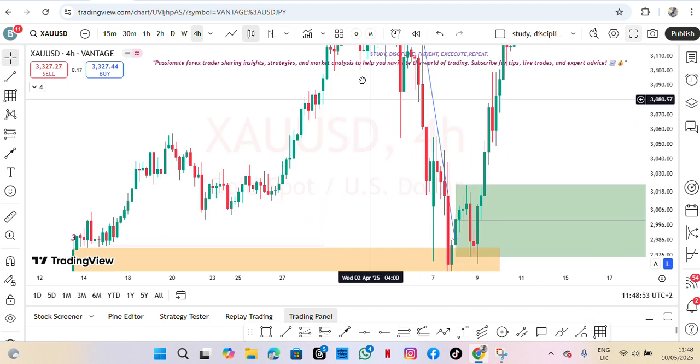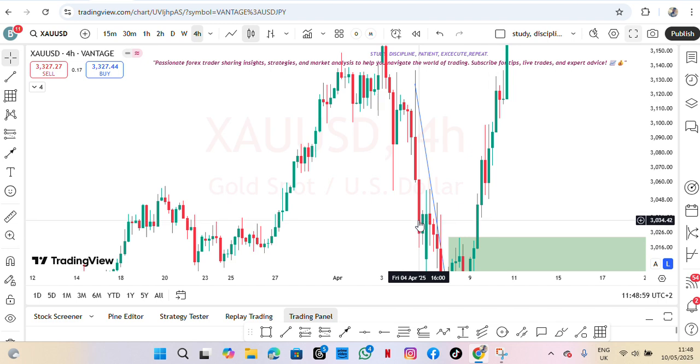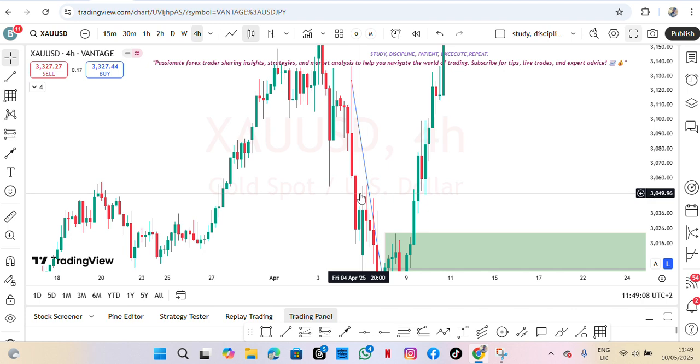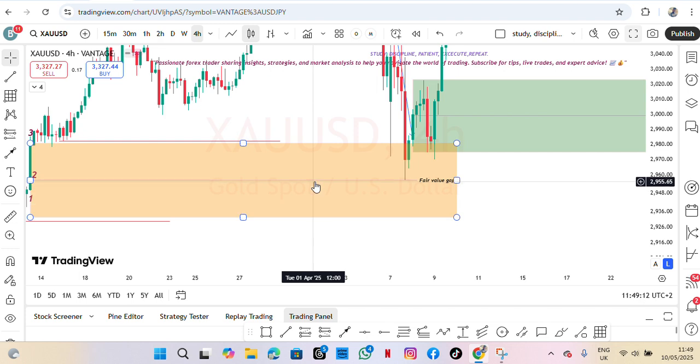If you buy from here, you don't know that there's a fair value gap here. Then you see the market come against you, the market just continues selling. You will be asking, why is the market just selling like this? Why is only red candles coming out? What is the reason? It's because of those imbalances, this imbalance in price.